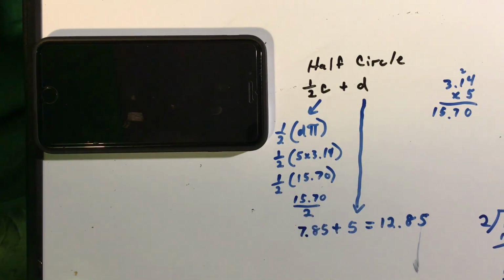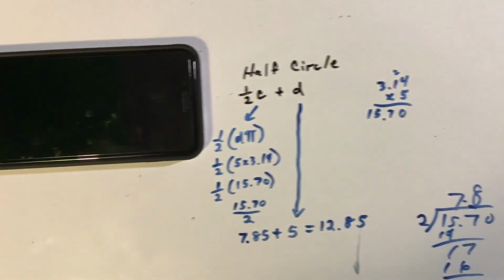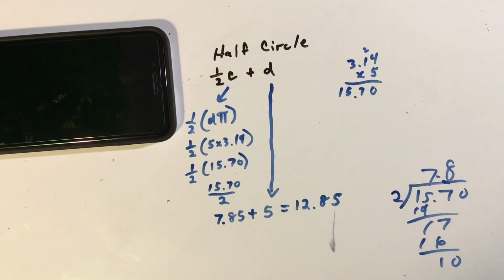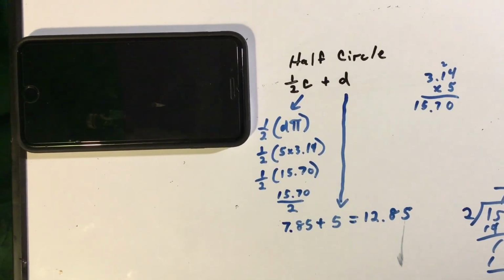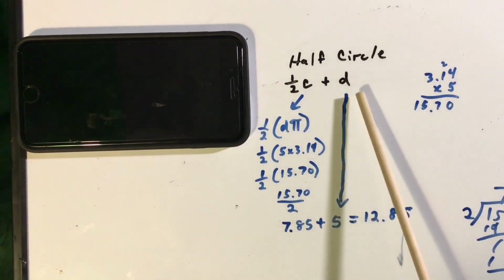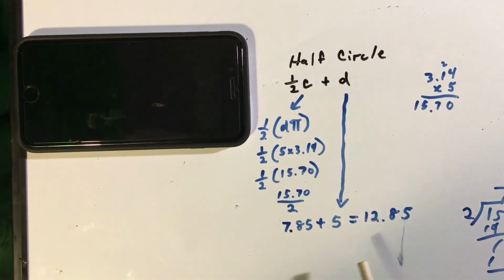Here's the work for that. I put 15 and 70 hundredths over 2. My work for that is over here on the side. I did my division. And then finally, I added the diameter. I brought down the diameter. I knew that my diameter was 5, so I added 7 and 85 hundredths plus 5, and that gave me 12 and 85 hundredths. So that's the perimeter of a half circle or a semicircle.